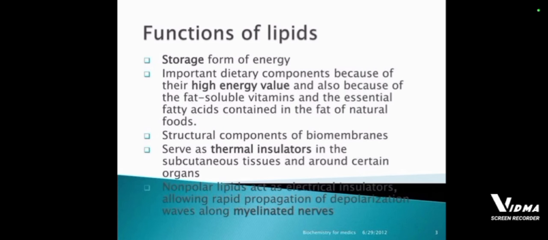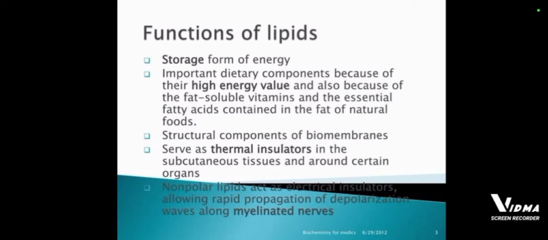chloroform. The functions of lipids: storage form of energy, important dietary components because of their high energy value and also because of the fat soluble vitamins and the essential fatty acids contained in the fat of natural foods. Structural components of biomembranes, they serve as thermal insulators in the subcutaneous tissues and around certain organs.